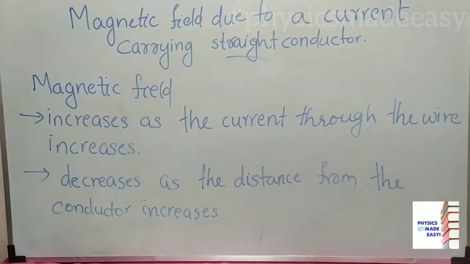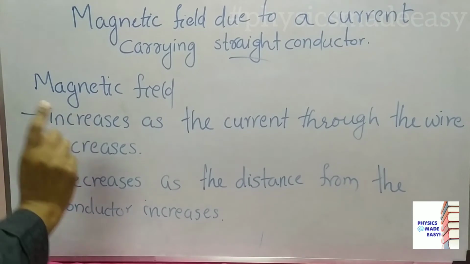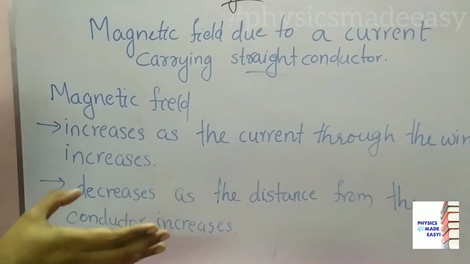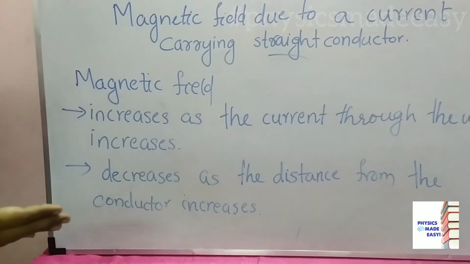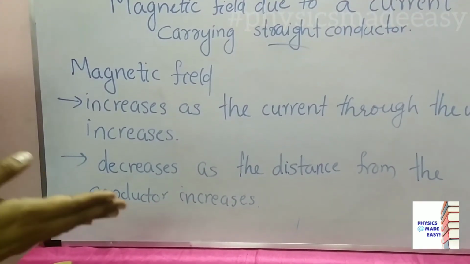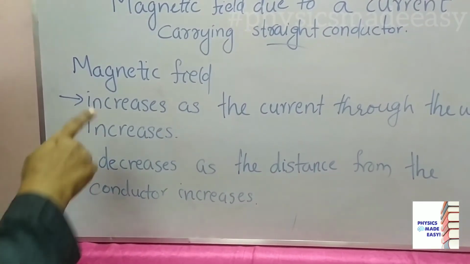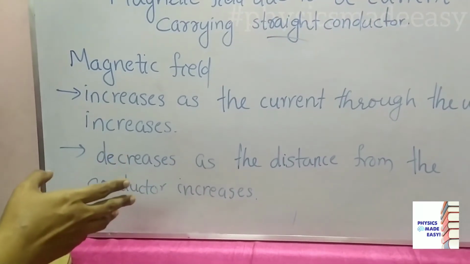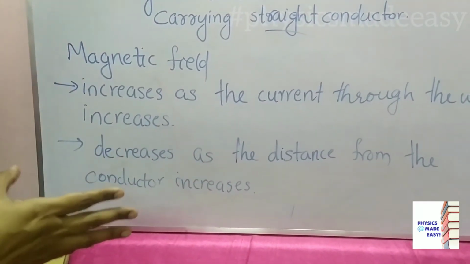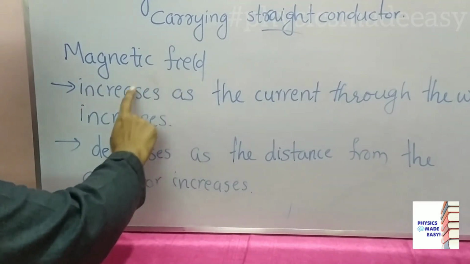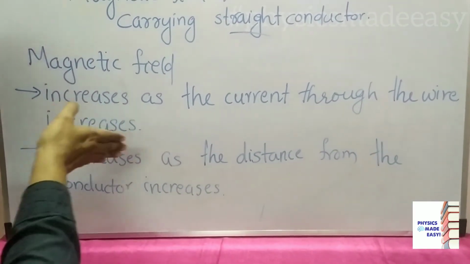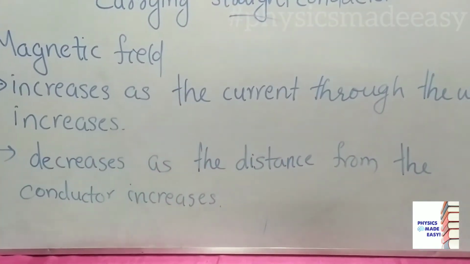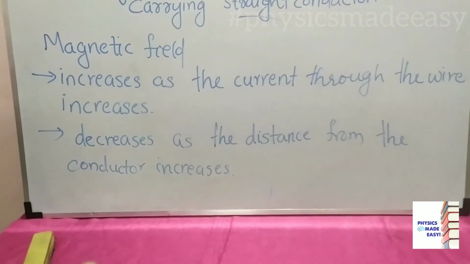So from all that we can say, if more current is passing through it, you can see the deflection in the compass is more. Less current passing through means deflection is less. So we can say that it is directly proportional to the amount of current passing through it. So the magnetic field increases as the current through the wire increases. If the magnetic field is increasing, we can see more deflection in that compass.